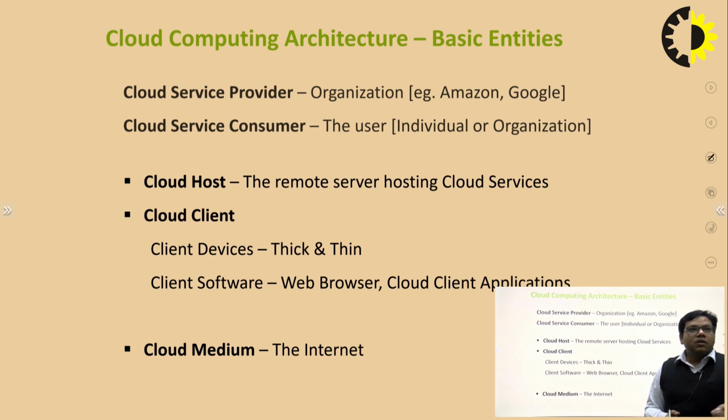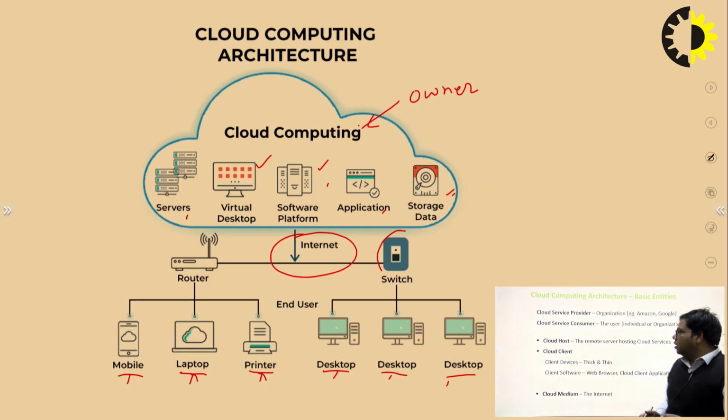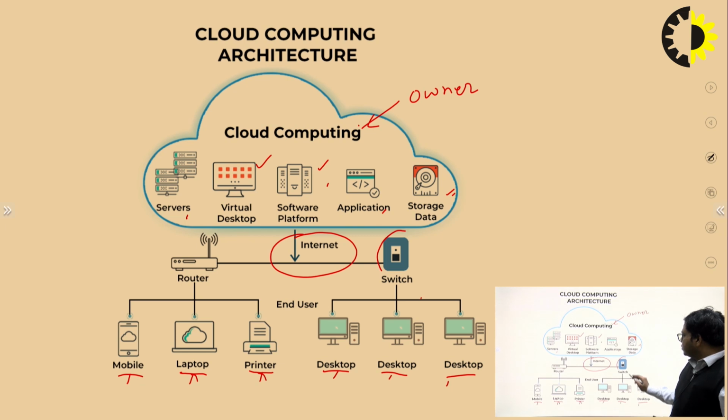So for now, Amazon and Google are the prime cloud service providers as organizations, and the next entity could be the cloud service consumers. These are the consumers who are ultimately utilizing the services provided by any cloud service provider. So it may be any kind of user.